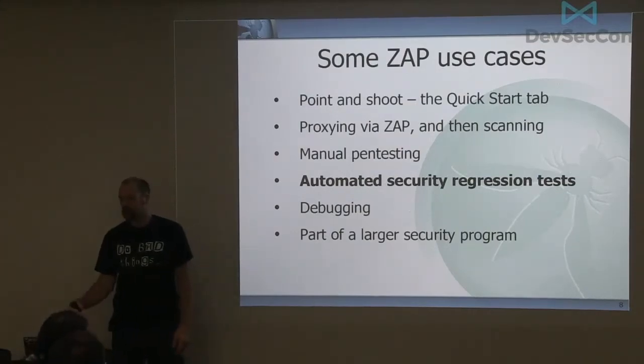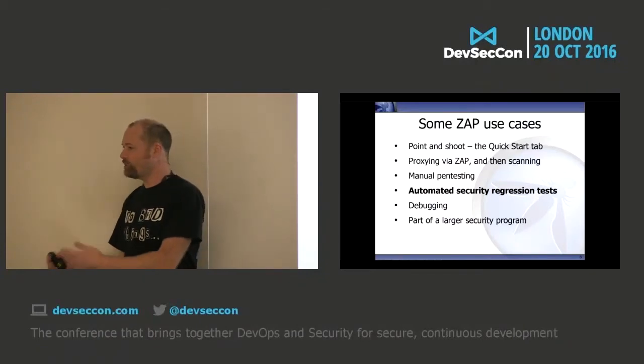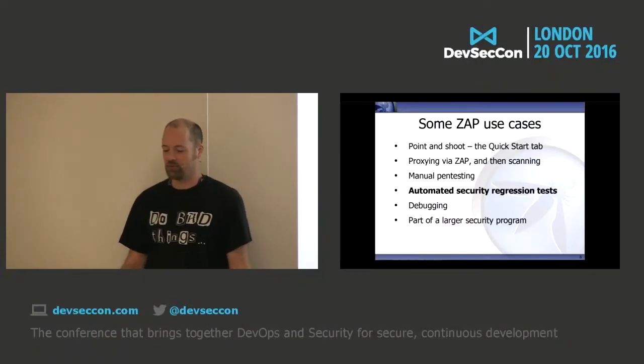So there are different ways of using ZAP. One of them, we have an option to use ZAP as a point and shoot tool, which is all very well. It works, but it's not the most interesting thing you can do with it. A more standard way is proxying your browser through ZAP, and as you explore the application, you help ZAP understand it, and then you can use scanning from that.